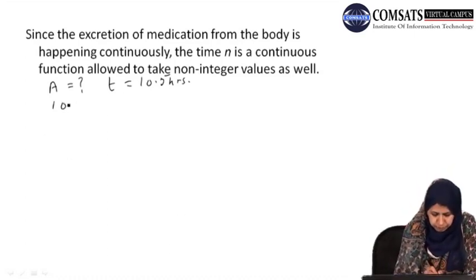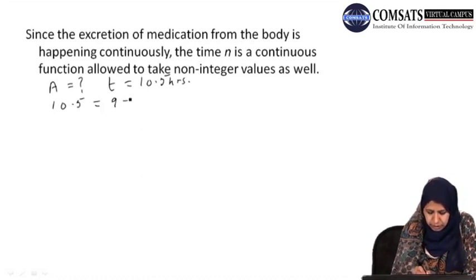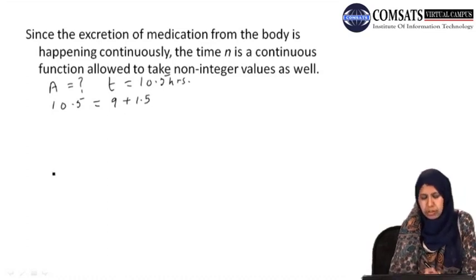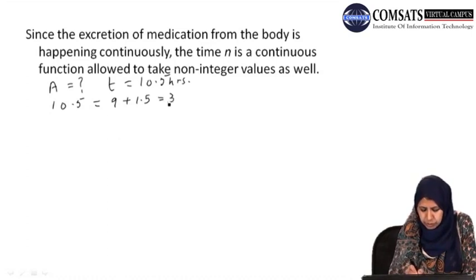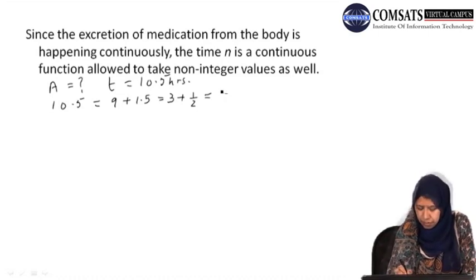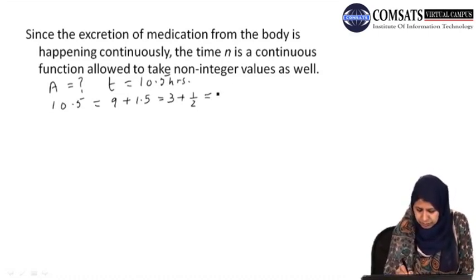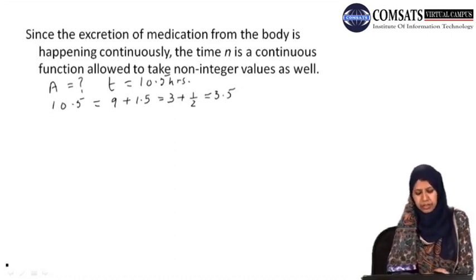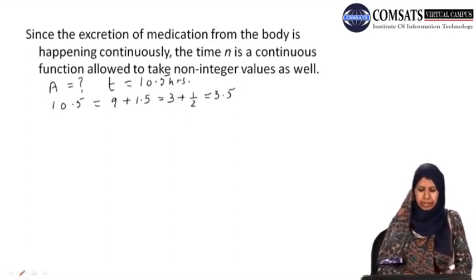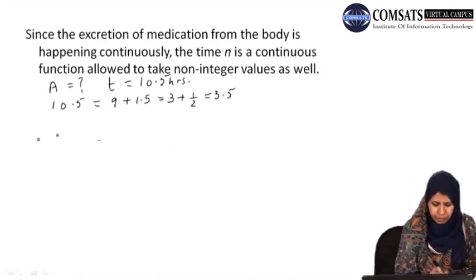We know that 10.5 is the same as 9 plus 1.5, and we have seen that after 9 hours the value of t was equal to 3, and 1.5 will be added as half. So after 10.5 hours we have rescaled our time as 3.5, and we are interested in finding the amount left after 3.5.